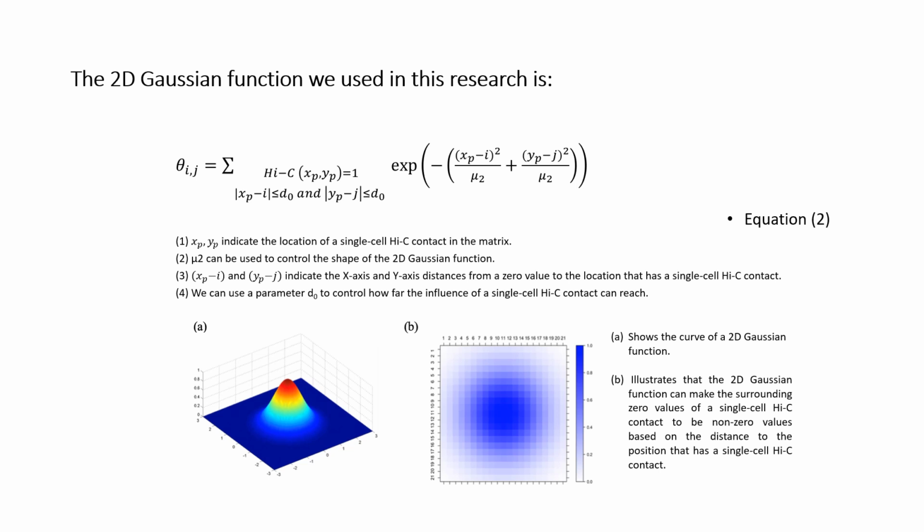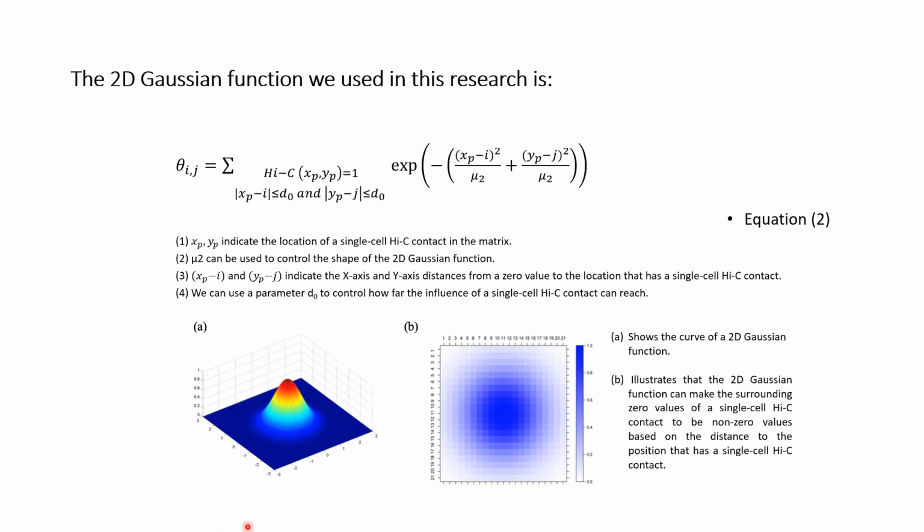The Gaussian function we use in this research is shown here. P indicates the location of a single-cell Hi-C contact in the matrix. Mu squared controls the shape of the 2D Gaussian function. Xp minus i and Yp minus j indicate the x-axis and y-axis distances from a zero value to the location that has a single-cell Hi-C contact. We can use a parameter d0 to control how far the influence of the single-cell Hi-C contact can reach.